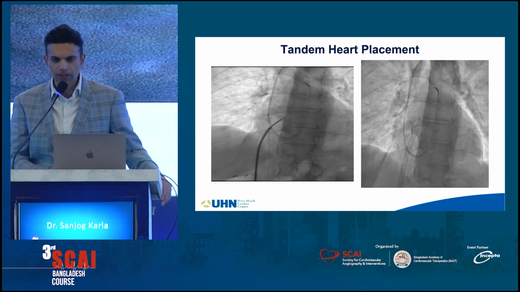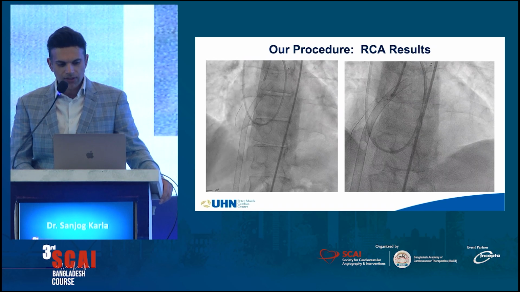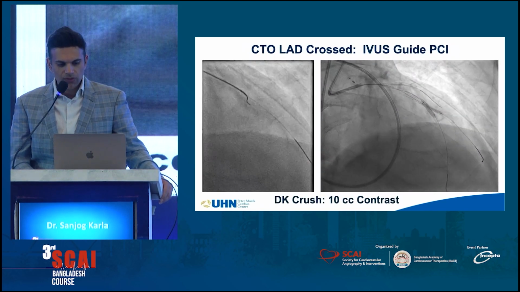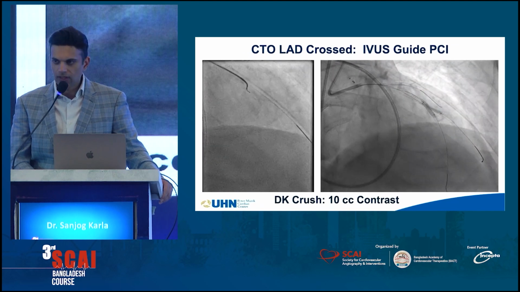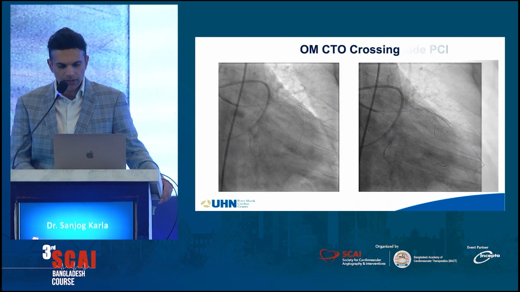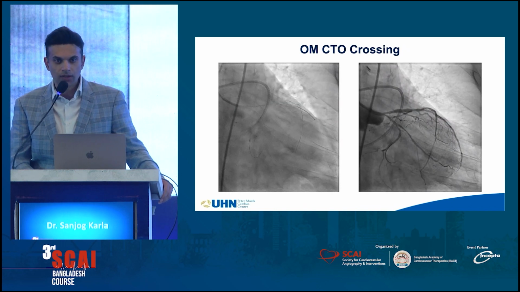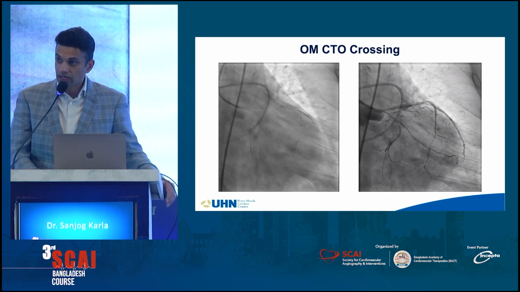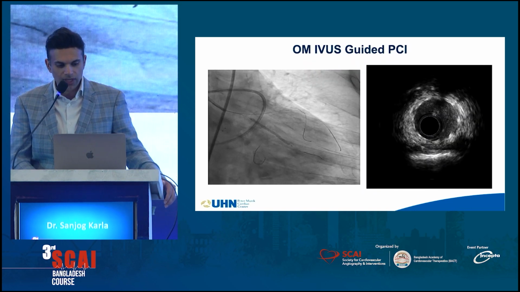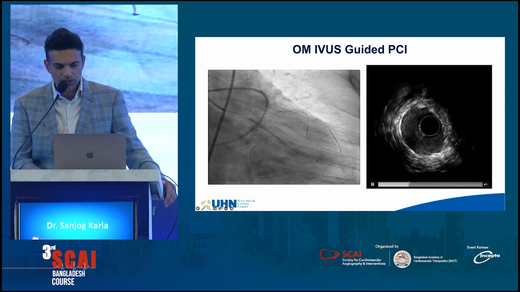So I won't belabor this. This was the MCS device implantation. These were the RCA results. This was the left system diagnostic. This was the quick cross of the mid-LAD CTO, where we did a DK crush to yield a reasonable final result. This was an OM crossing. This ended up being a provisional stenting strategy across the circumflex. That did fine too. Okay, this was your IVUS-guided PCI of the OM, and this is what the OM looked like as you scan back through it.